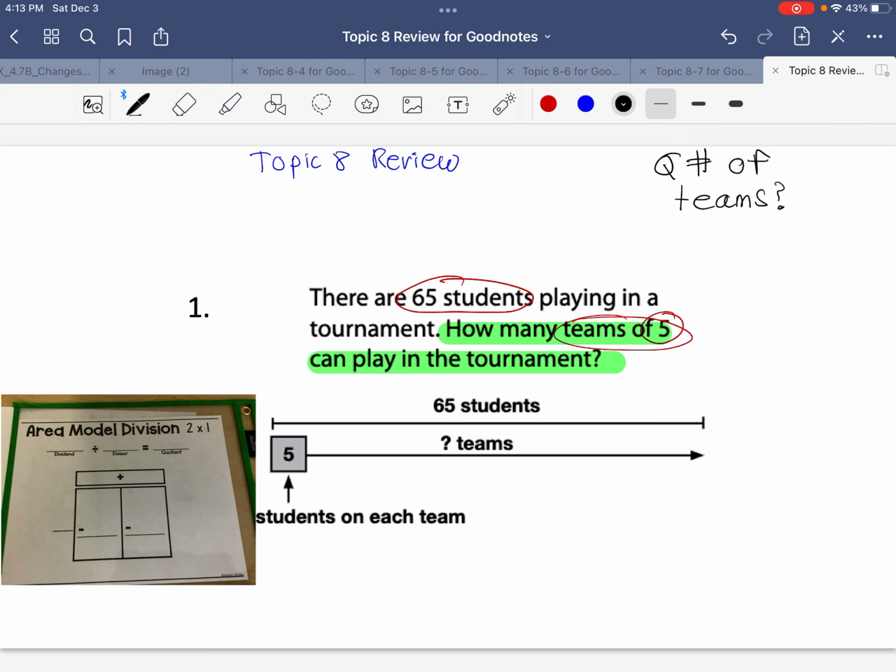Okay. I'm going to box in my keywords. How many teams? I'm going to box in students on each team.